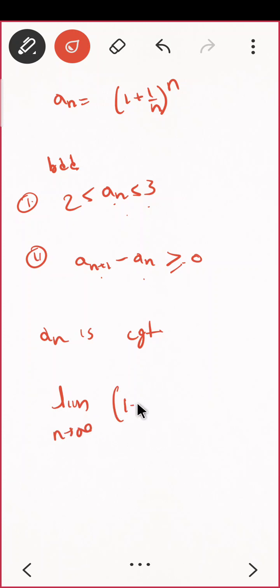So maybe I'll give you some time to think about it. Can you prove that a_n is lying between 2 and 3, and a_(n+1) minus a_n is positive, that is greater than or equal to 0? If you can do that, then we are done. Then we can say that this sequence a_n is convergent, and the limit we are assigning, not proving, is that limit n tending to infinity of (1 plus 1 by n) raised to n is equal to E.